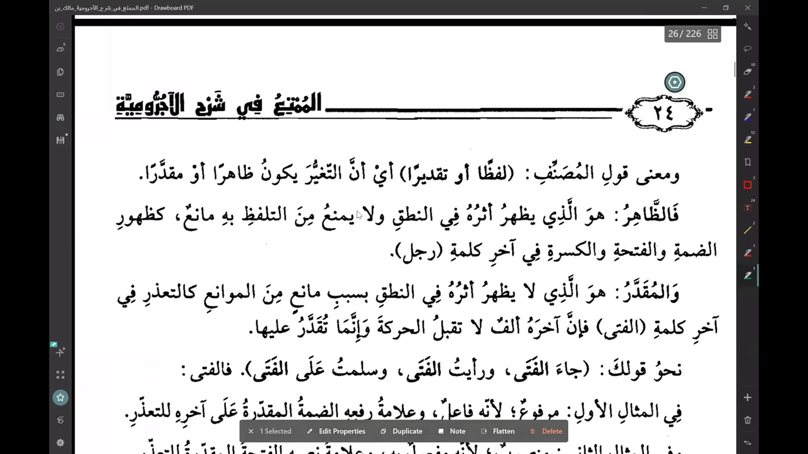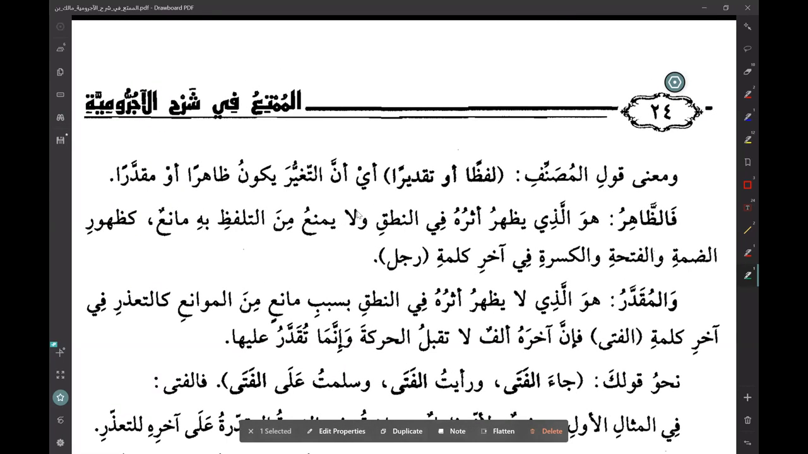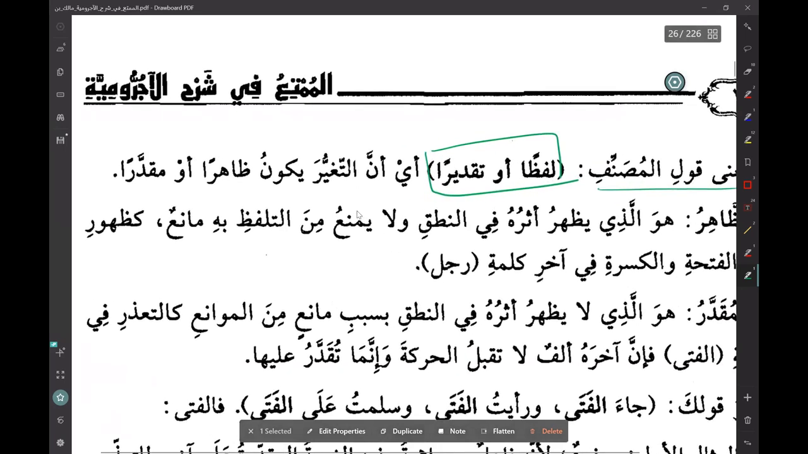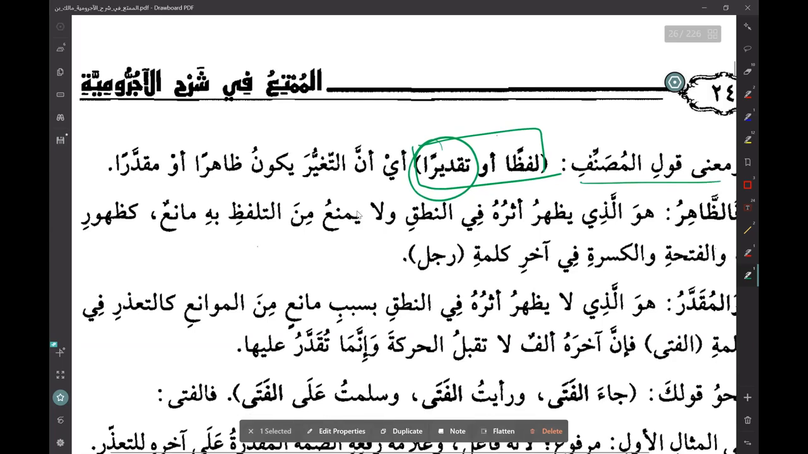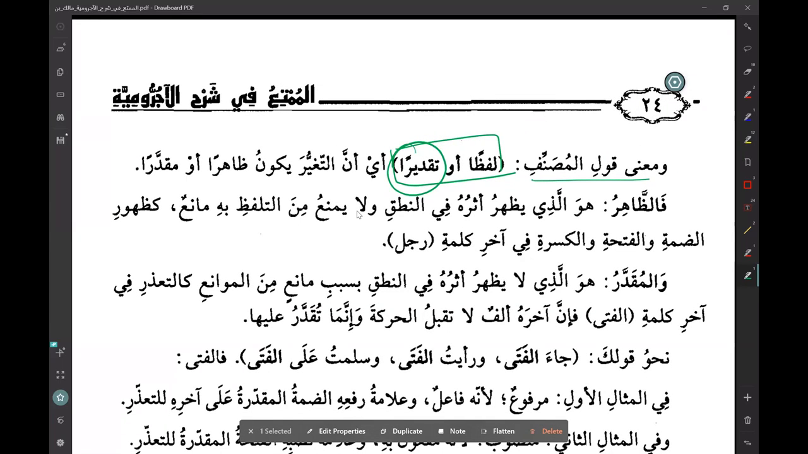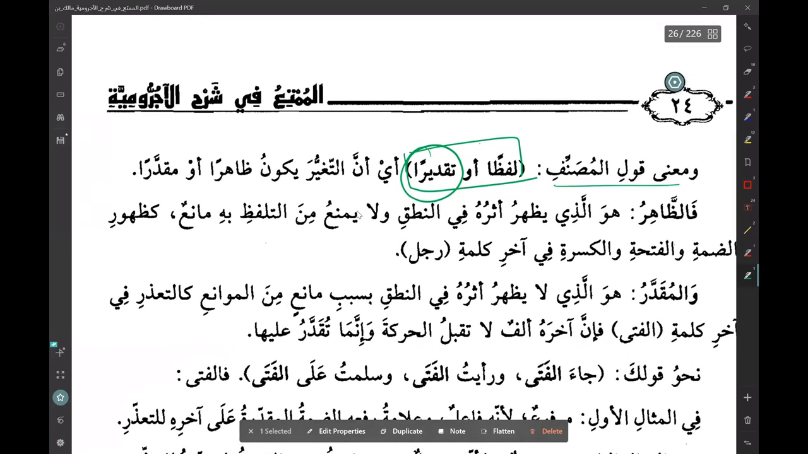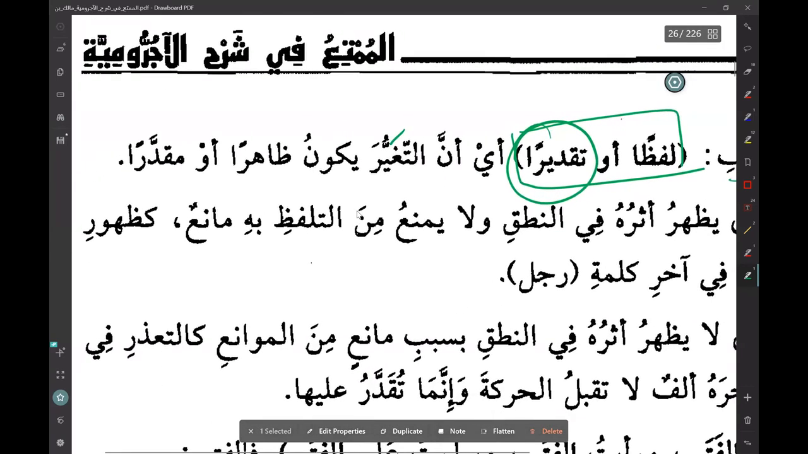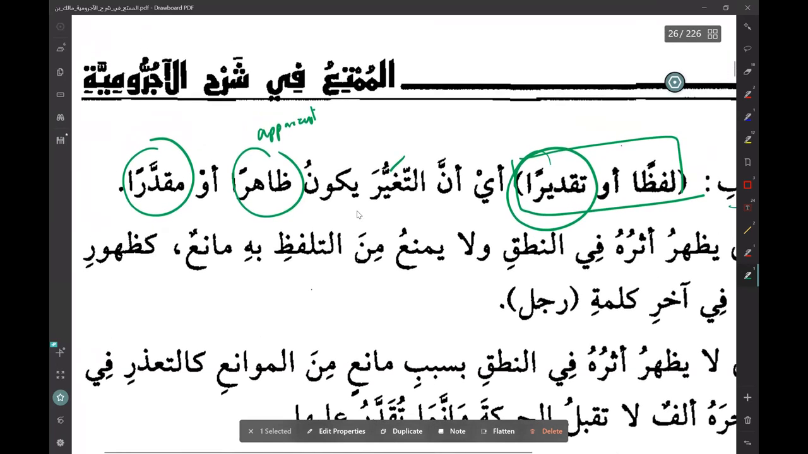okay, so here's interesting. The Ajrumiyyah mentions these two technical words, lafzan aw taqdiran. We're going to be spending a lot of time on the word taqdir and what is the i'rab of the taqdir. So let's see how much I'm going to explain here, because this would be one of our big topics when we go to the next few weeks. Okay, so here it says, ay anna tagayyura yakuna zahiran aw taqdiran. So the change can be something that is apparent. Here you can translate these two words. Zahir would be apparent, and taqdir would be, how would you translate taqdir?